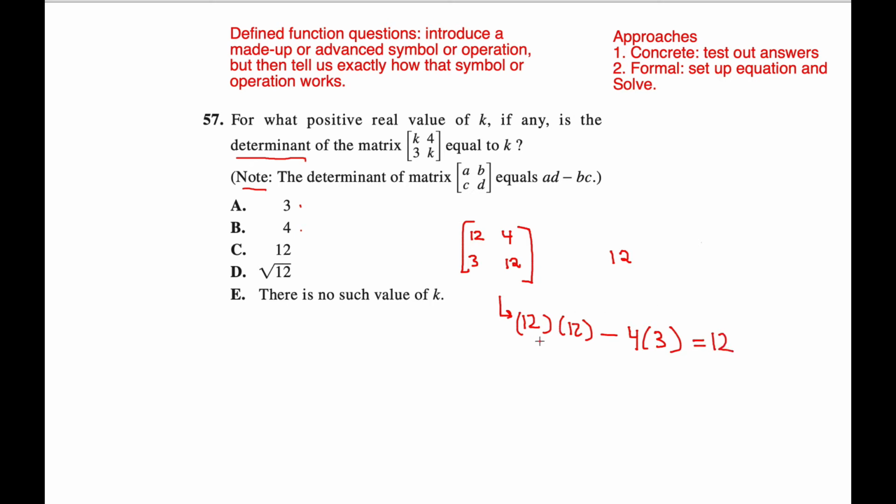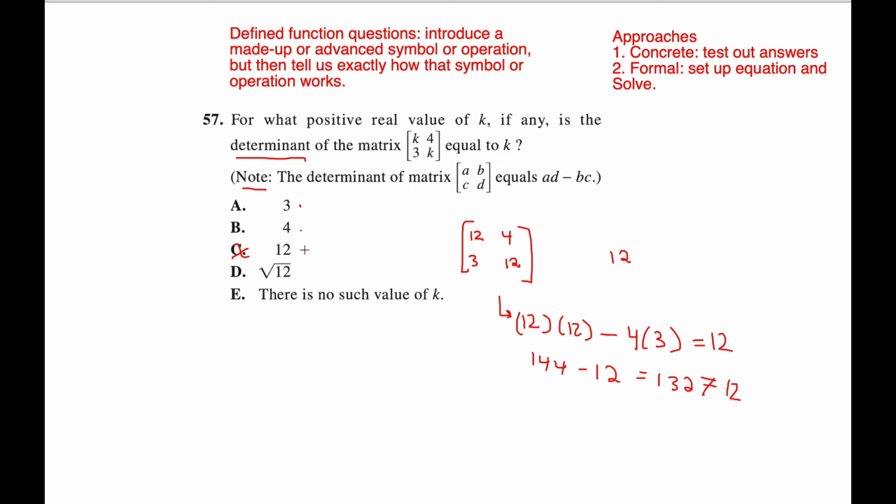Well, 12 times 12 is 144, and then 4 times 3 is 12. So we have 144 minus 12, which is going to be 132, and that definitely does not equal 12. So we can see that 12 is not the correct answer here. As far as the next answer to try, I'm not seeing any one that's more strategic than any other one because they're all less than 12. Like the square root of 12 is less than 12, and so are 4 and 3. So I'm just going to choose 4 here because it's right next to the 12, but it doesn't really matter.